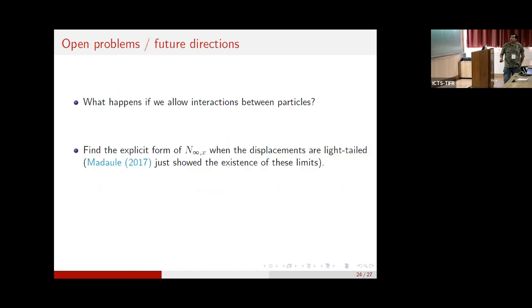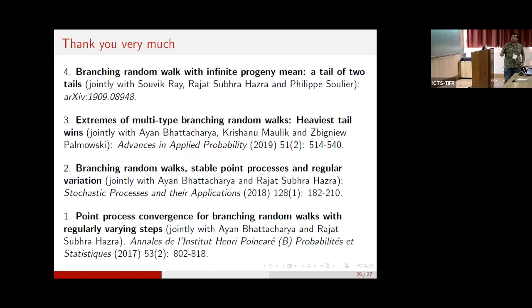There are many open problems, and I would say more open problems than what we know. There are more questions that we don't know the answers to. For example, how to allow interactions: if two particles either kill each other or coalesce, what will happen? Also, the explicit limit in the light tail case is not known. And also any statistical inference, for example, how to estimate this parameter alpha in branching random walk. It's a very difficult statistical problem. So I think that's all I would like to say. Thank you very much.